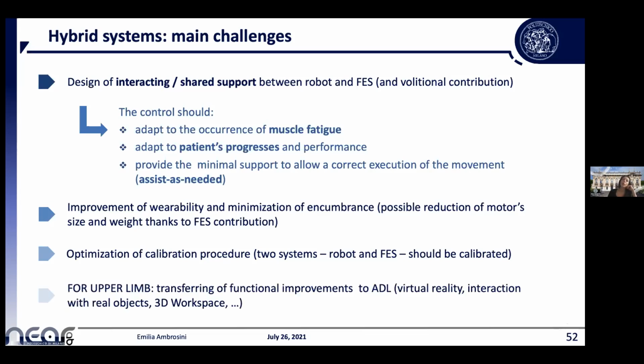And mainly for the upper limb, it is very important also to try to transfer the improvements to real life scenarios. So we should add virtual reality, interaction with real objects, a 3D workspace, in order to really try to bring the functional improvements to the level of daily life activities.